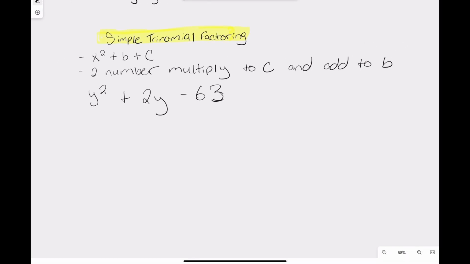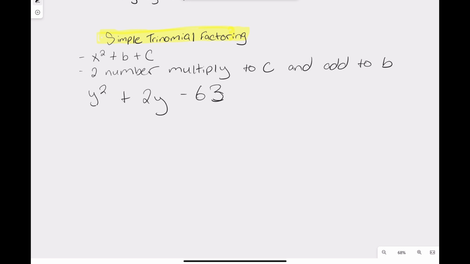The next type of problem we're going to be doing is simple trinomial factoring, in which the question has to follow the format of x squared plus bx plus c. And we're going to replace the term b with two numbers that multiply to c and add to b.